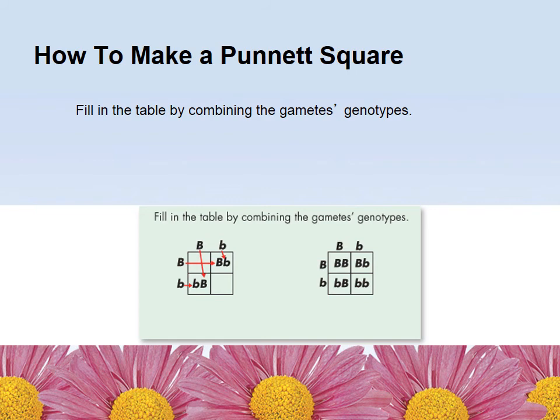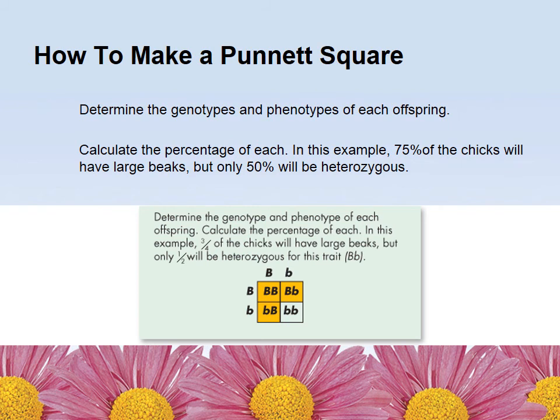Then, after you fill it in, you can see the genotypes. You also need to look at the phenotypes that were made. So in this case, the yellow ones would all have a big B, in other words, they would have large beaks. So 3/4 of them would have large beaks, and 1/4 would have small beaks. As for genotype, one would be homozygous for big B, two would be heterozygous, big B, little b, and one would be homozygous for little b. I think I said that wrong. So it's a 1 to 2 to 1 ratio.